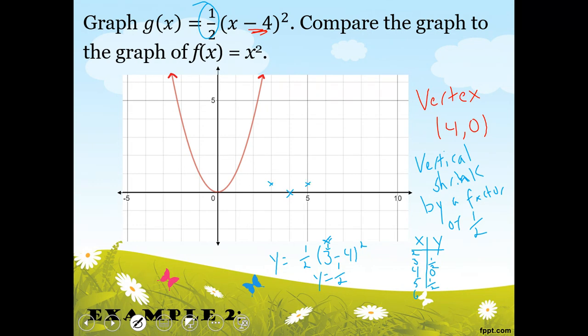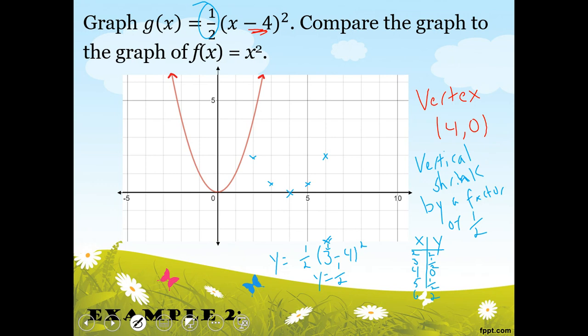And then do the same thing and plug in 2 into your equation, or 6. 6 minus 4 squared is 2 squared, which is 4. Half of that is 2. So I know I'll have values at 6 comma 2, and then at 2 comma 2 as well.